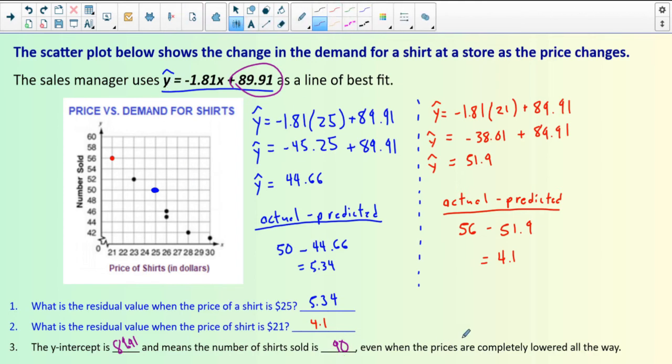So if prices were lowered all the way, if I just got rid of this entire slope in X, I would still have that 89.91. And rounding that up, we would sell 90 shirts, even if we lowered prices all the way.